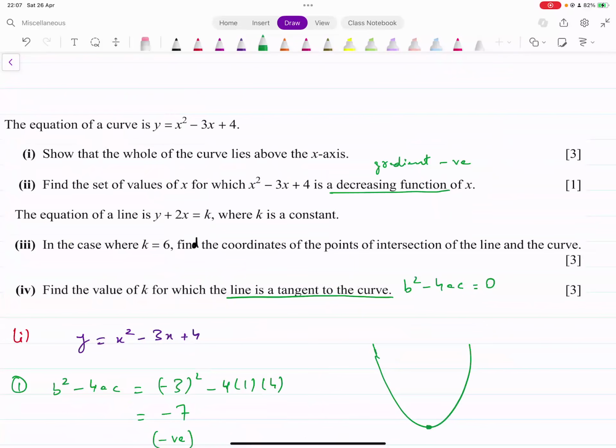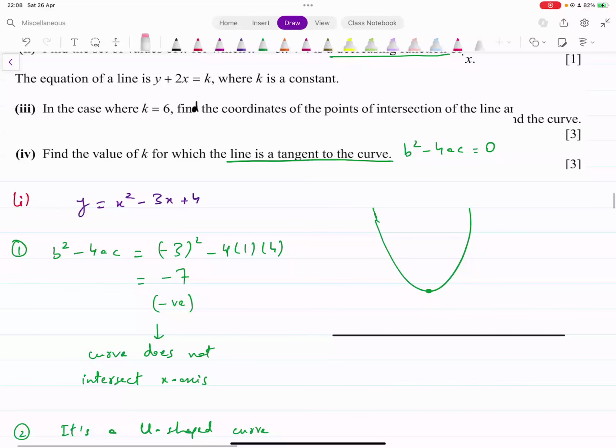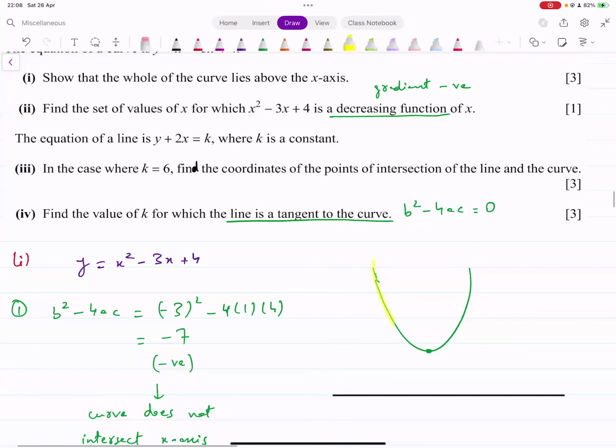Second part, that's also another important one. Find the set of values of x for which this is a decreasing function of x. Now, we talked about increasing and decreasing functions before. It's a U-shaped curve. If it's a U-shaped curve, we know this part here is decreasing. The part that has a negative gradient, that part is decreasing. Now, what's that part? What are the values of x in this part?